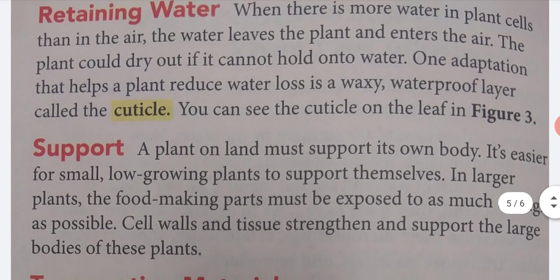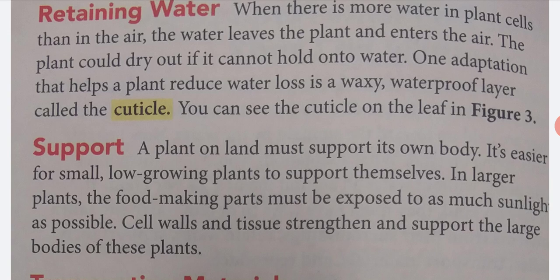Retaining water. When there is more water in plant cells than in the air, the water leaves the plant and enters the air. The plant could dry out if it cannot hold onto water. One adaptation that helps a plant reduce water loss is a waxy, waterproof layer called the cuticle. You can see the cuticle on the leaf in Figure 3.